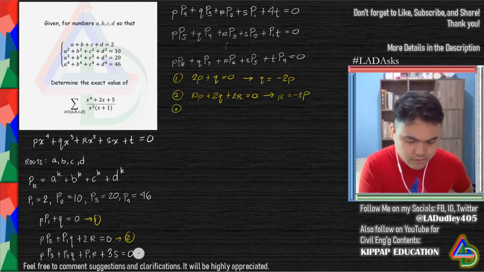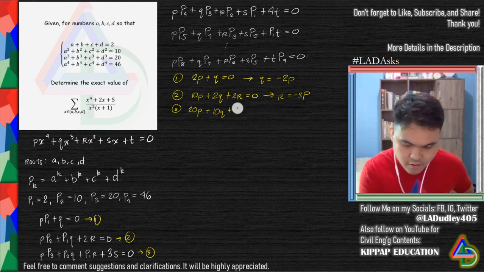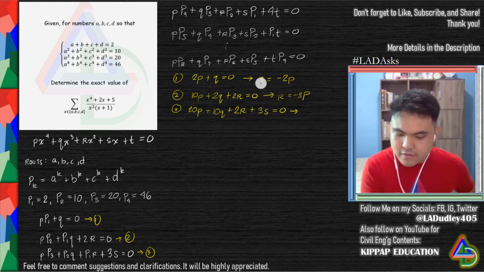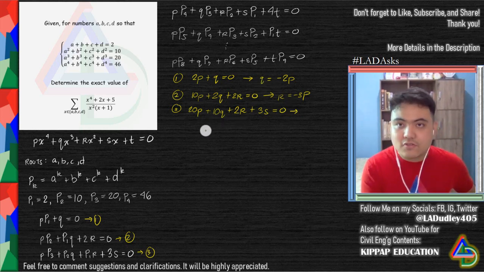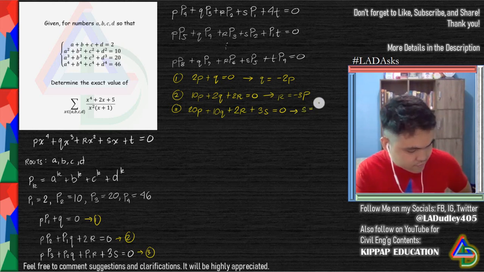Number 3. This equation here. So, p sub 3 is 20. So, we have 20p. Tapos, yung kay q naman, may ililipat si 10, di ba? Plus 10q. Plus, what? 2r. Then, plus 3s equals 0. Okay? So, substitute natin yung values ni q and r dito. And then, solve for s, I mean. So, s is equal to 2p.